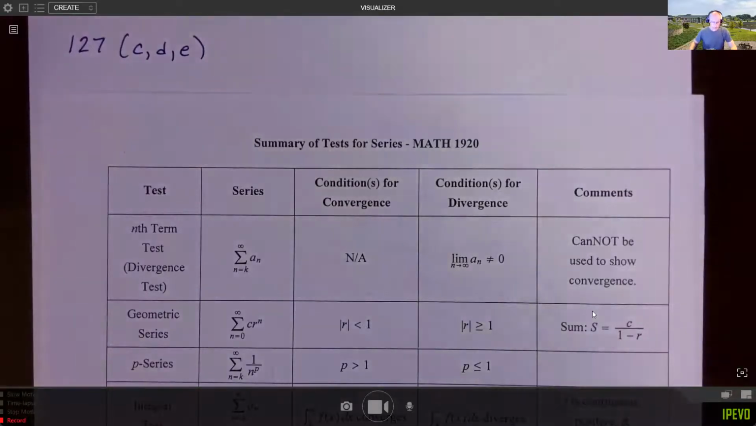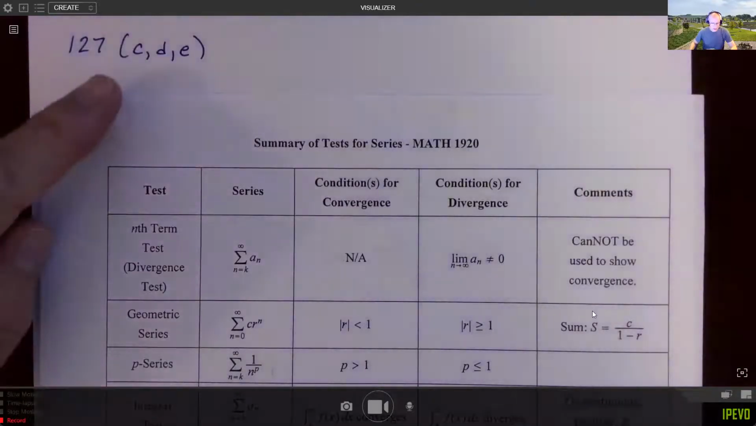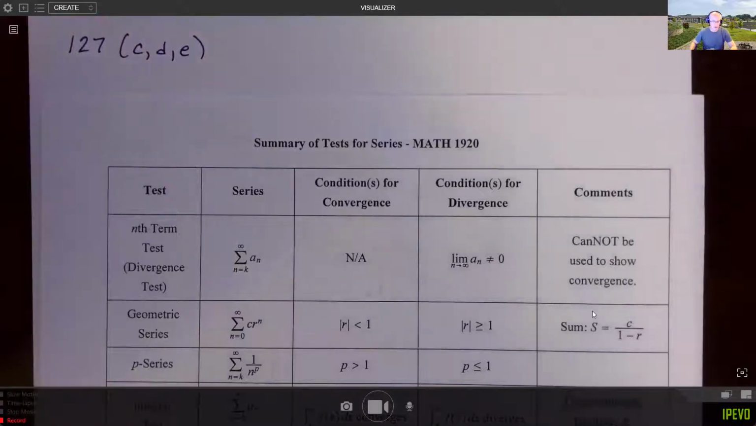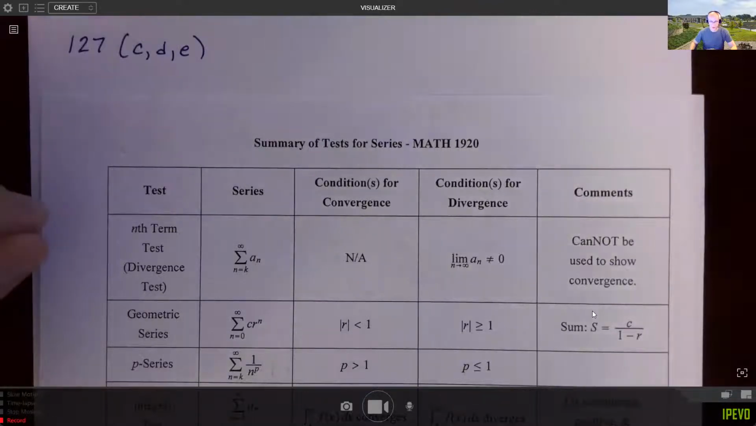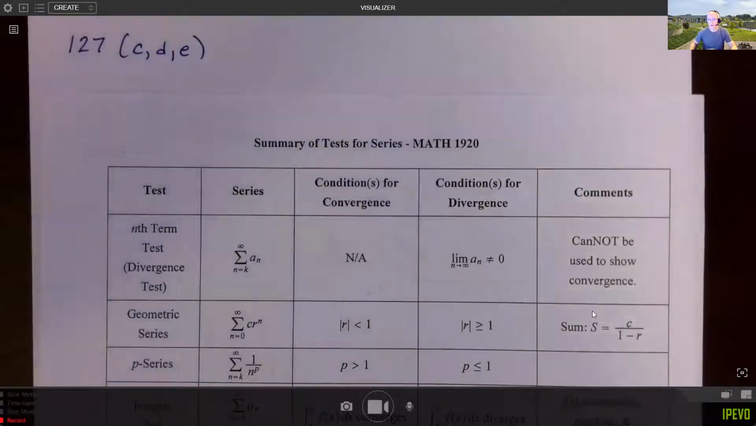Okay, let's take a look at number 127. I'm going to look at part C, D, and E. They're all very similar. The directions here are to, given the series, either use the alternating series test to determine the series is convergent, or use the nth term test to show the series is divergent, or state that neither the alternating series test nor the nth term test applies.